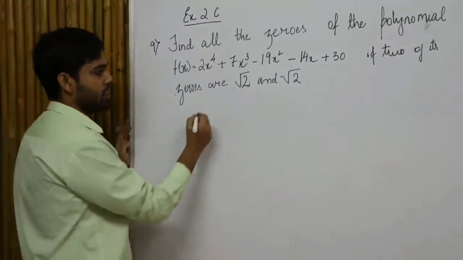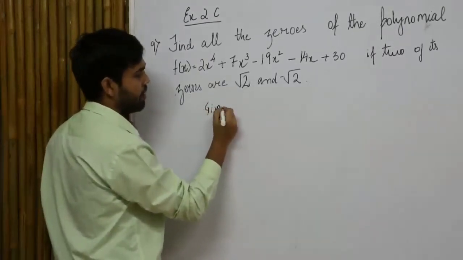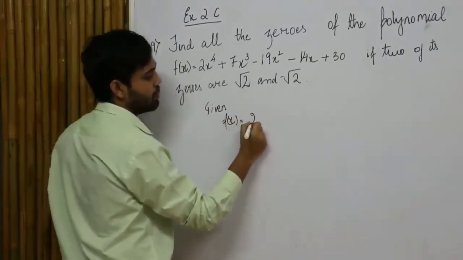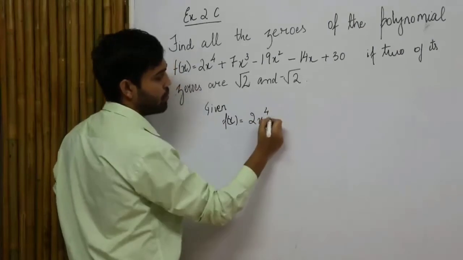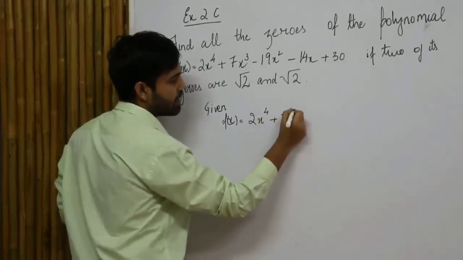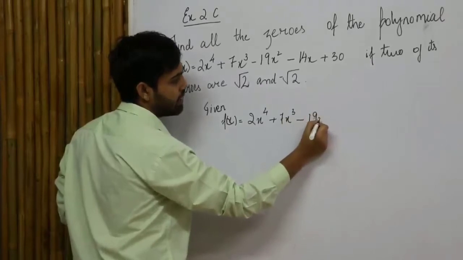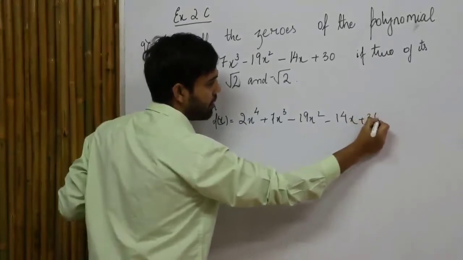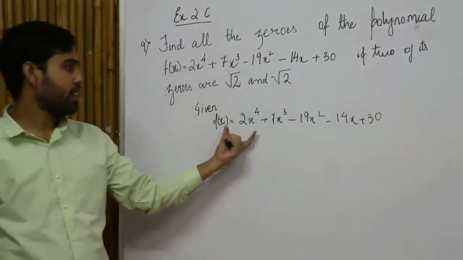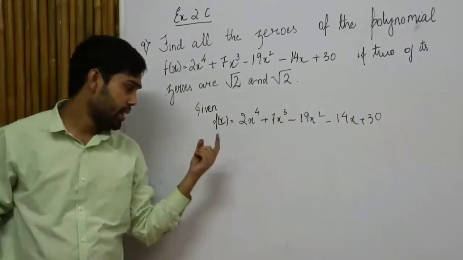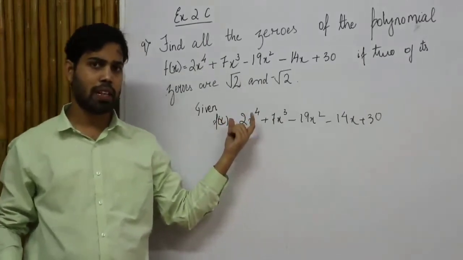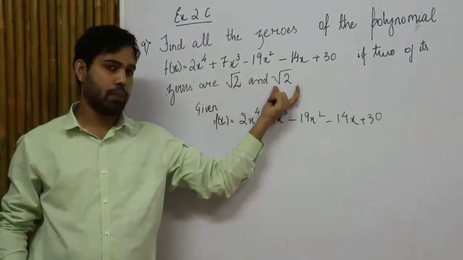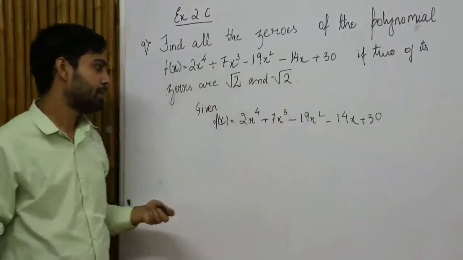Okay, so they have given me this polynomial, f of x, equal to 2x to the power 4 plus 7x cubed minus 19x squared minus 14x plus 30. Now you notice one thing in here. What is the degree of this polynomial? The degree of the polynomial is 4, so this implies there will be 4 zeros. And in this question they have given me 2 of them. One is root 2, one is minus root 2.